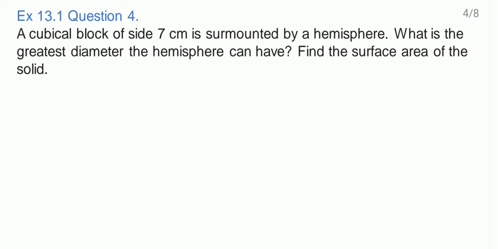This is exercise 13.1, question number 4. A cubical box of 7 centimeter is surmounted by a hemisphere. It means that the hemisphere is there on the top of a cubical box. What is the greatest diameter of the hemisphere? That we need to find out. Find the surface area of the solid.